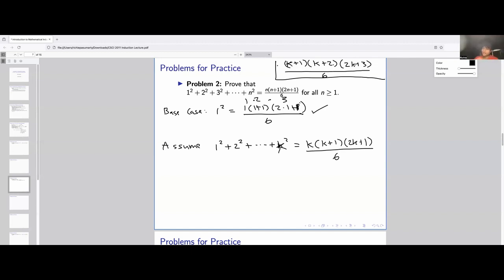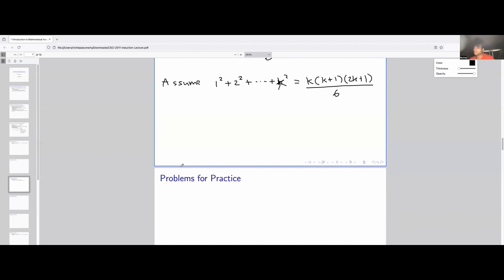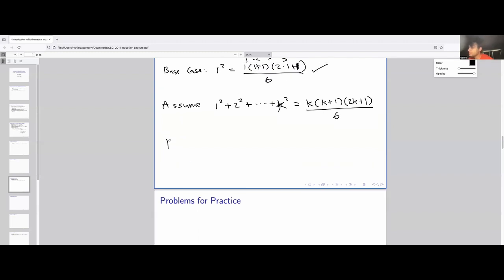Okay, so I'm just going to keep that in my mind and I'm going to kind of hunt for it. Okay, so I've assumed this. Now I want to show the following, or I'll just write it out like this. So 1 squared plus 2 squared plus all the way until k squared plus (k+1) squared. I want to rewrite that somehow.